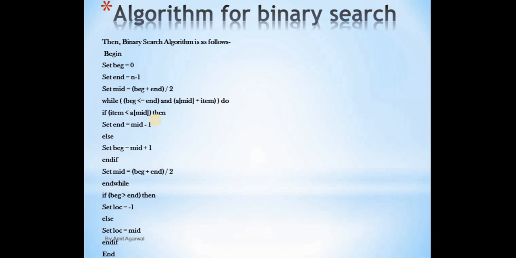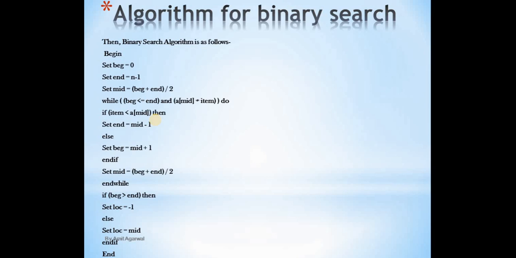So here is a small algorithm for binary search. First of all, we have to set beg and end. Keep that in mind. What are beg and end, guys? Beg means the lower limit and end means the upper limit. Then we have to set the middle element as beg plus end divided by 2. And then we have to check the condition: if our beginning position is less than the end position and the mid element is not equal to item.